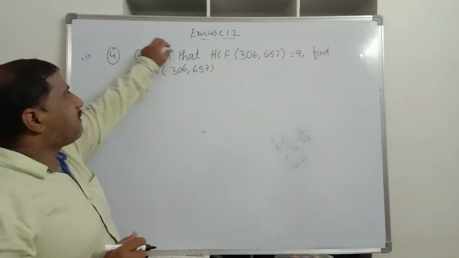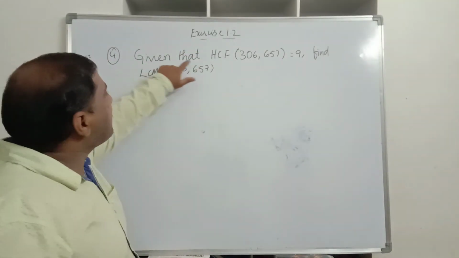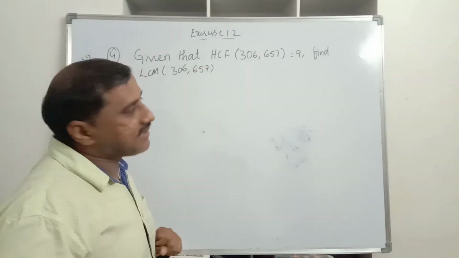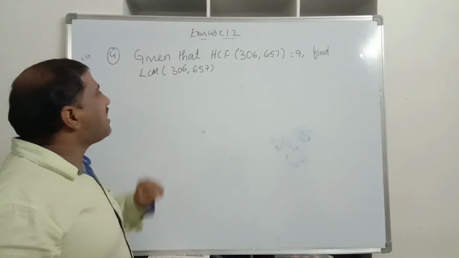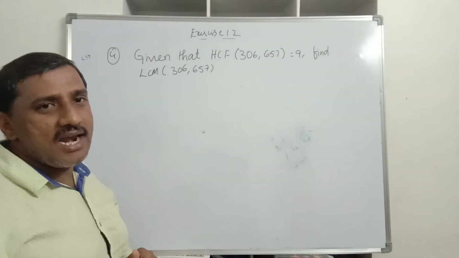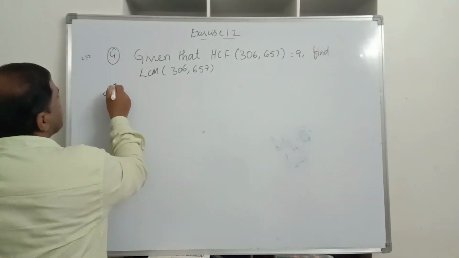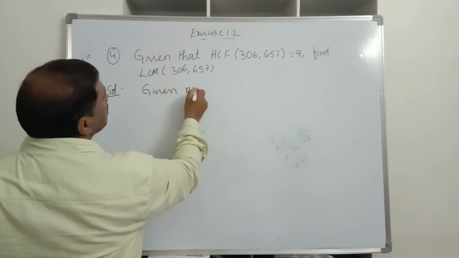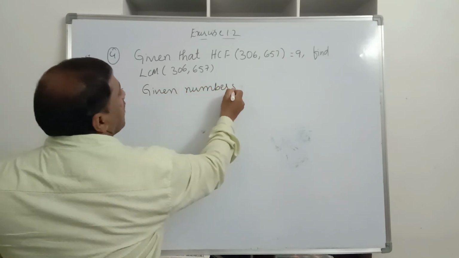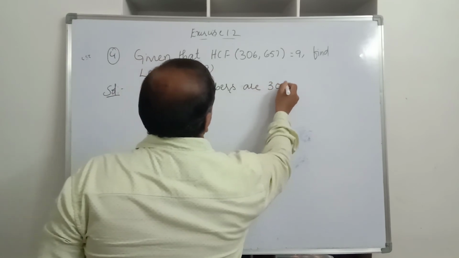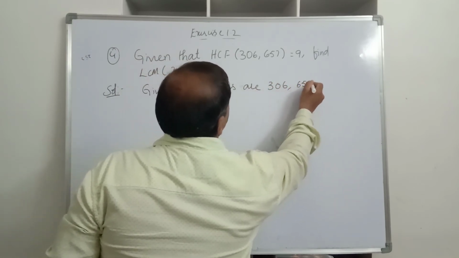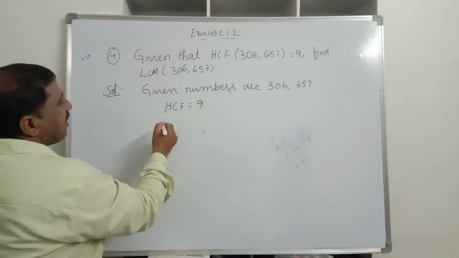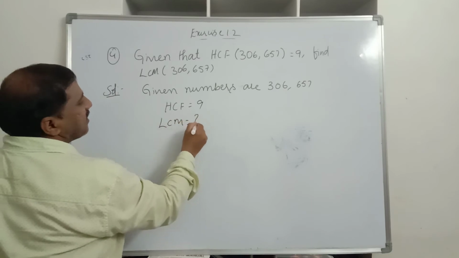Now the fourth sum from exercise number 1.2. Given that HCF of 306 and 657 is equal to 9, find the LCM of 306 and 657. So here HCF is given and two numbers are given. What are the given numbers? Given numbers are 306 and 657. HCF of those two numbers is given as 9. What we need to find? We have to find the LCM.